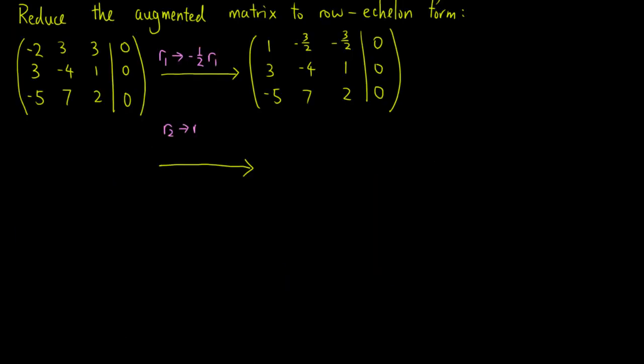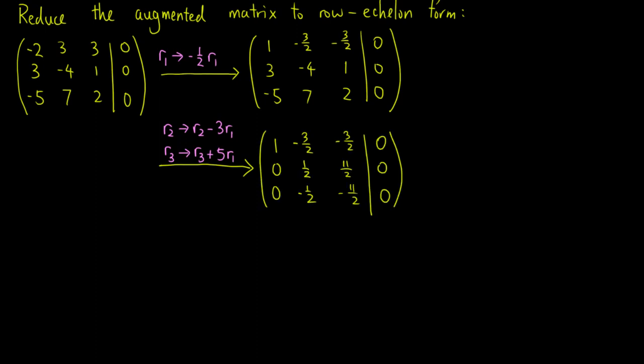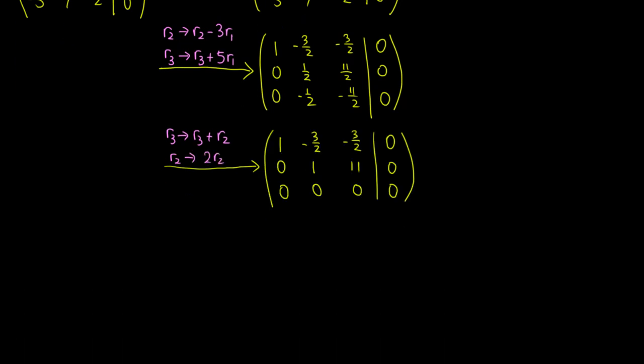As the next step, we subtract 3 times the first row from the second row and add 5 times the first row to the third row, and obtain the following matrix. At this point, we observe that the third row is equal to the second row times negative 1, so we add the second row to the third row, so that all the entries in the third row become 0. We also multiply the second row by 2 to eliminate the fractions. Now this matrix is in row echelon form.